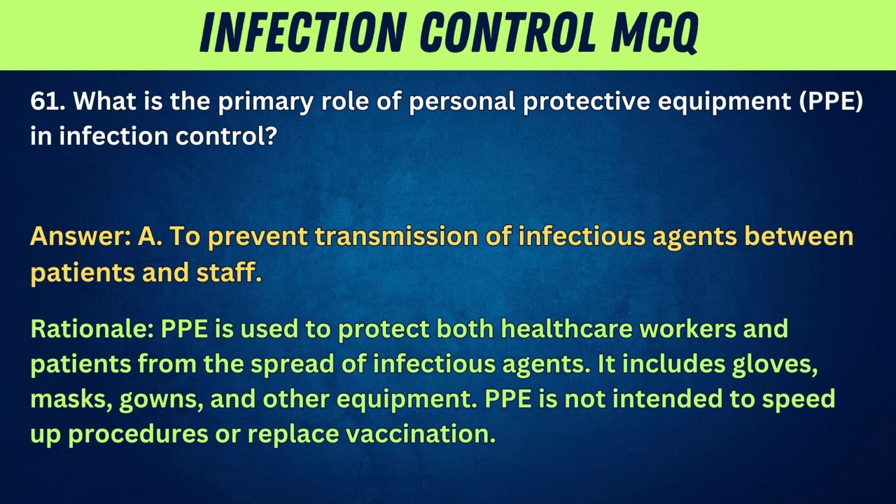Rationale: PPE is used to protect both healthcare workers and patients from the spread of infectious agents. It includes gloves, masks, gowns, and other equipment. PPE is not intended to speed up procedures or replace vaccination.